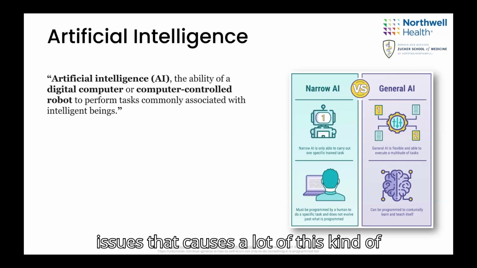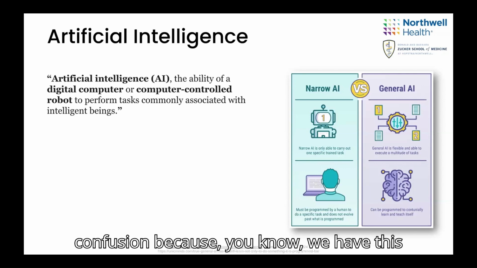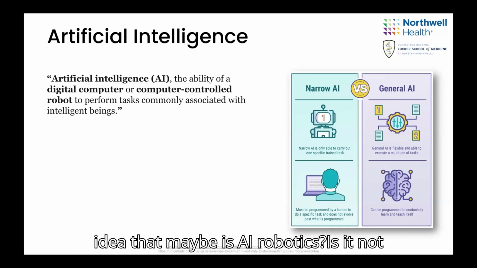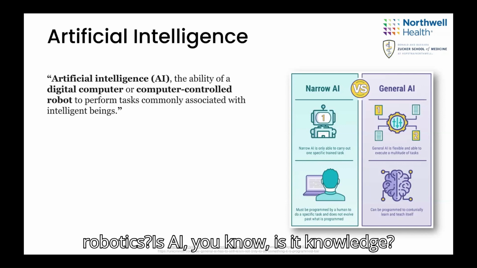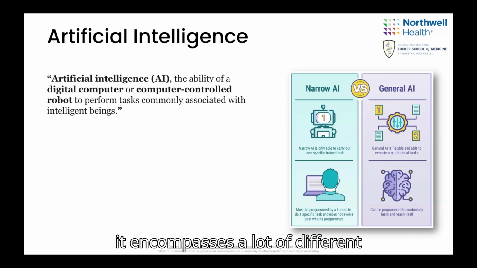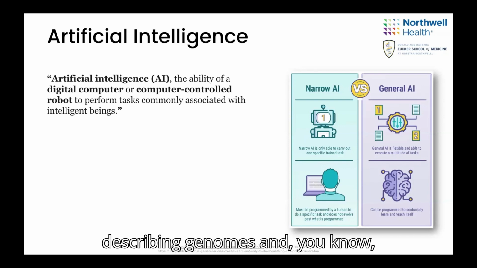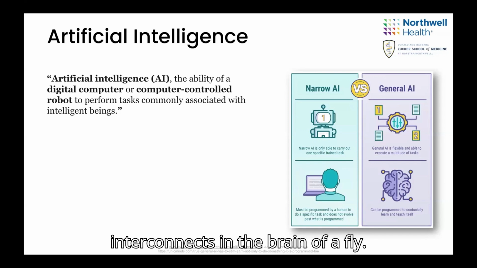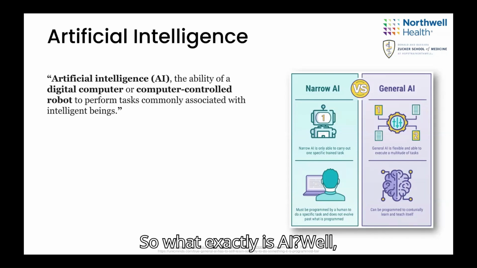I think that's one of the issues that causes a lot of confusion, because we have this idea: is AI robotics, is it not robotics, is it knowledge? We saw from the last talk that it encompasses a lot of different applications, all the way down to describing genomes and interconnects in the brain of a fly. So what exactly is AI?